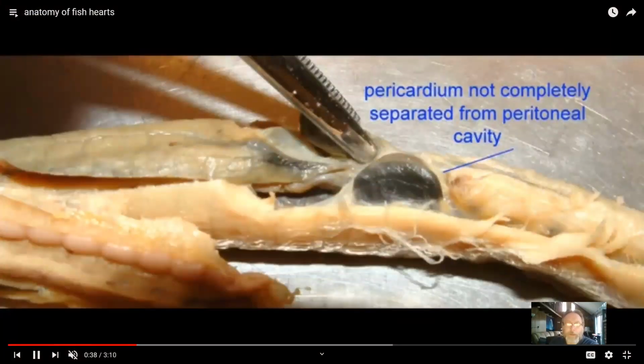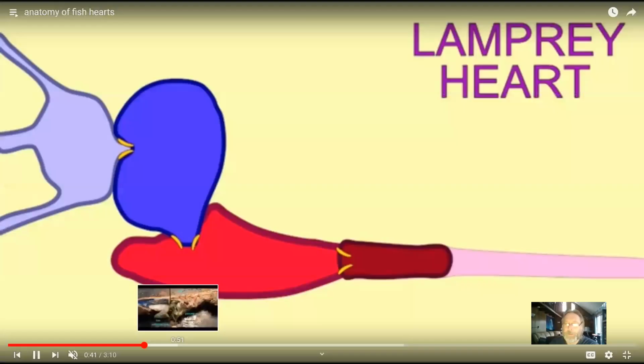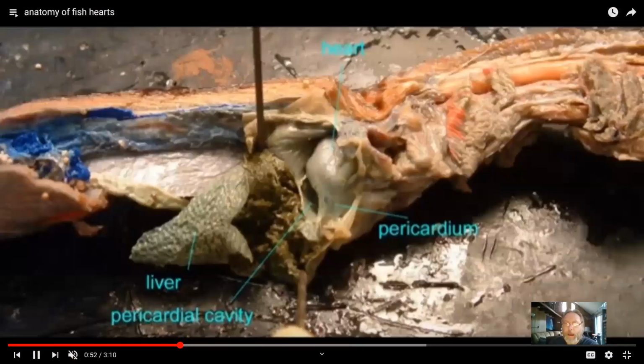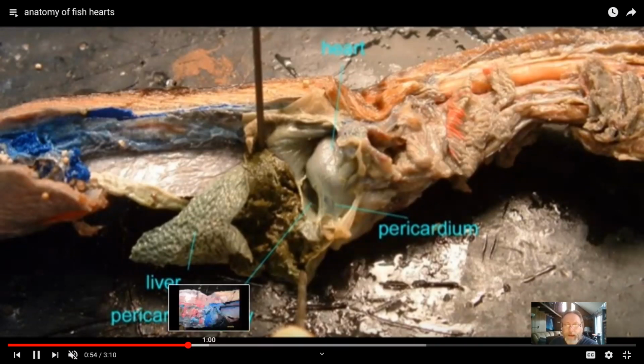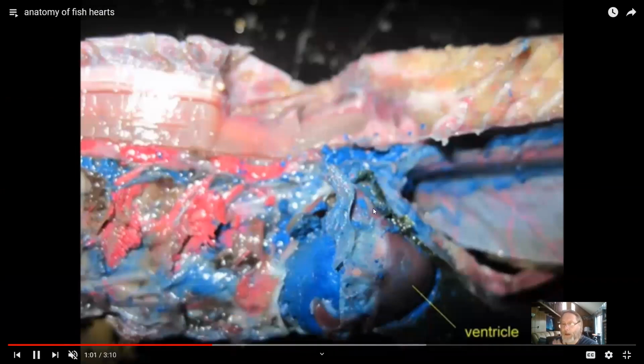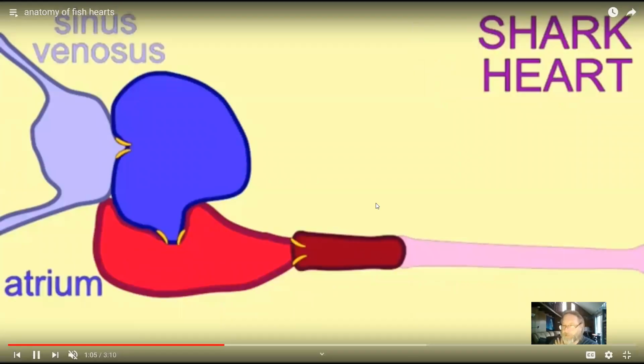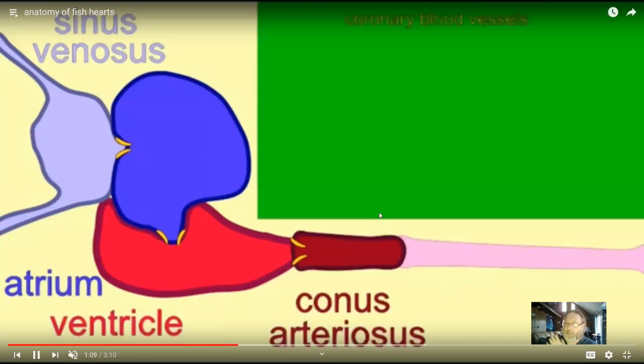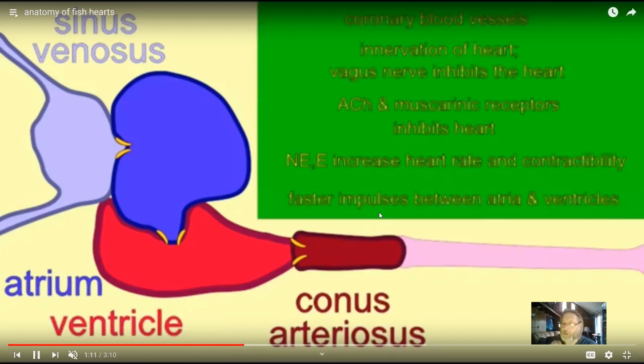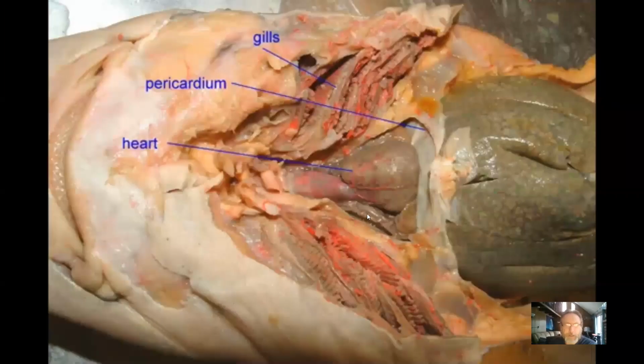from it. Lampreys, once again, were a bit more advanced. So the pericardium completely surrounds the heart. There is a pericardial cavity. So lampreys have a heart. I'll be talking about the blood vessels and the flow of blood in the next video. But once again, when we get to sharks now, we start seeing larger hearts, more muscular.